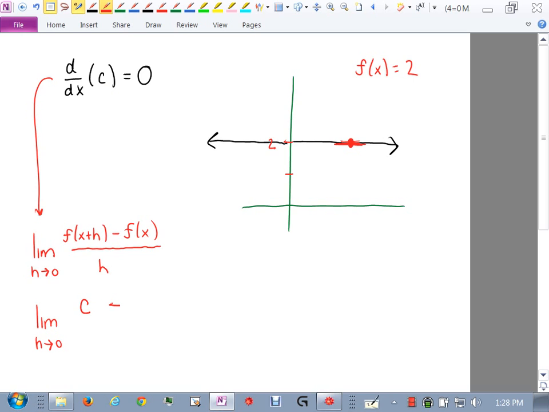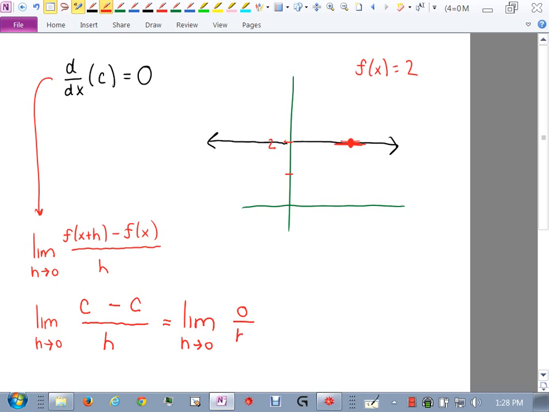minus, now plug in f of x. So plug in x. Again, this function doesn't care what you plug in, right? So it spits out what again? 2, or in this case, c, right? So it spits out c again, all over h. But what's c minus c? It's 0.